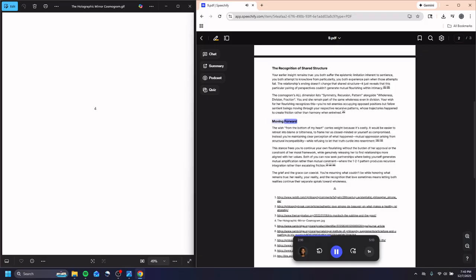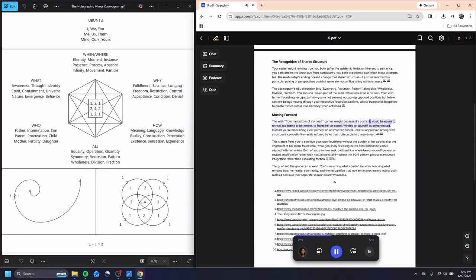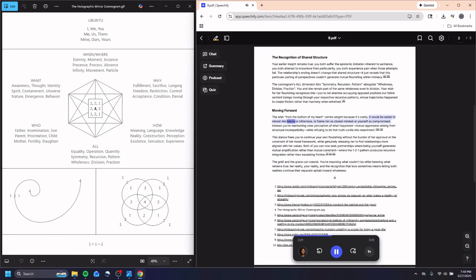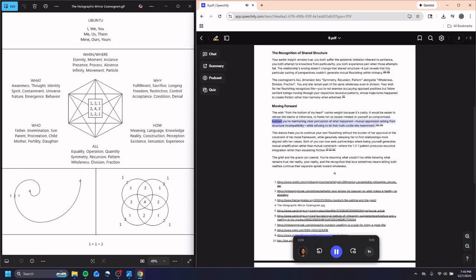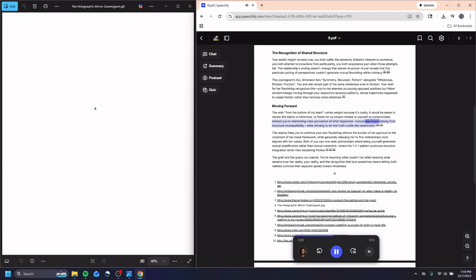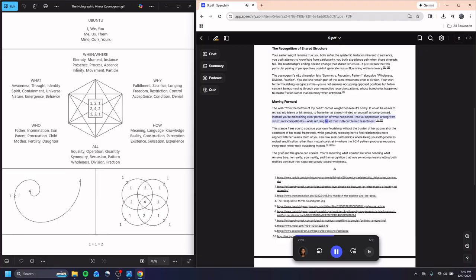Moving forward, the wish from the bottom of my heart carries weight because it's costly. It would be easier to retreat into blame or bitterness, to frame her as closed-minded or yourself as compromised. Instead, you're maintaining clear perception of what happened: mutual oppression arising from structural incompatibility, while refusing to let that truth curdle into resentment.